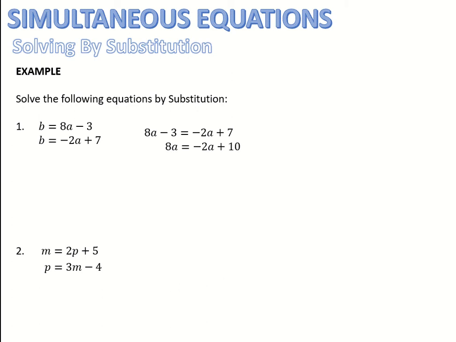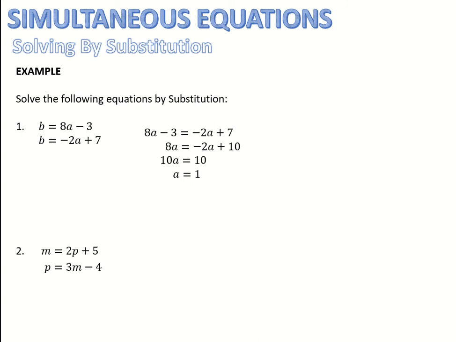If I add 3 to both sides, be very careful with your negatives. Add 3 to this side, I'm left with 8a. Add 3 to this side, I've still got my minus 2a, and I've got a 10 now. So I'm going to move the 2a over, in which case I'm going to add 2a to both sides, and then I get 10a is equal to 10. And all I need to do here is divide by 10, in which case a is equal to 1.